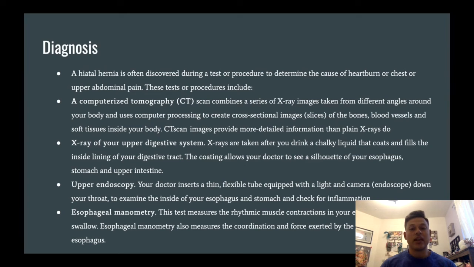Your doctor inserts a thin, flexible tube equipped with a light and camera, which is an endoscope, down your throat to examine the inside of your esophagus and stomach and check for inflammation. And finally, we have an esophageal manometry. This test measures the rhythmic muscle contractions in your esophagus when you swallow. The esophageal manometry also measures the coordination and force exerted by your muscles in the esophagus.